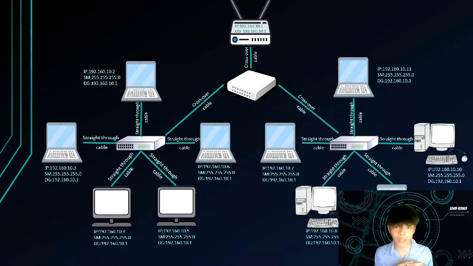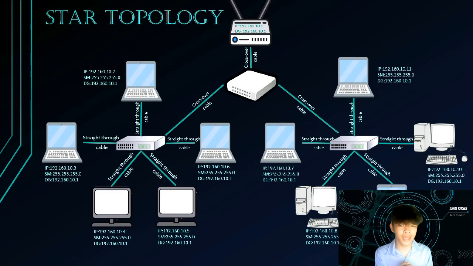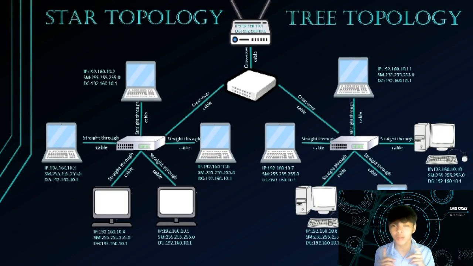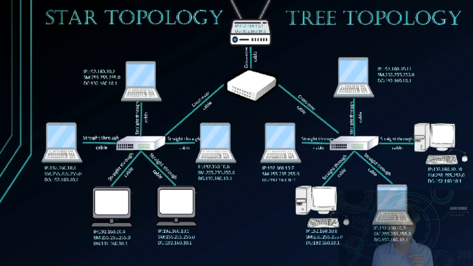So here is my IP address all in all. So you see, this is what it looks like when you combine star and tree topology. My router has 192.160.10.1 as its IP address, as well as the default gateway. Then here it connects to the bridge to connect multiple LANs using crossover cable. Then connect your LANs or switches to your bridge using crossover cables.